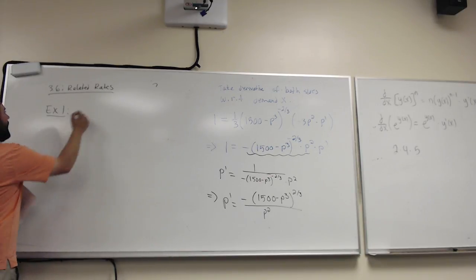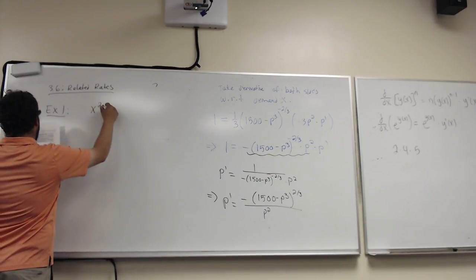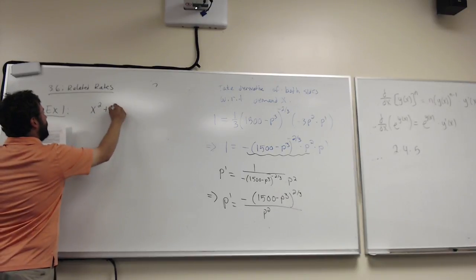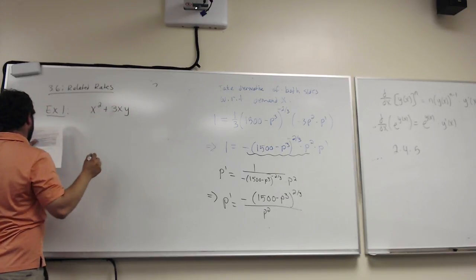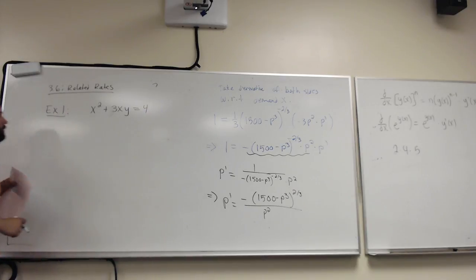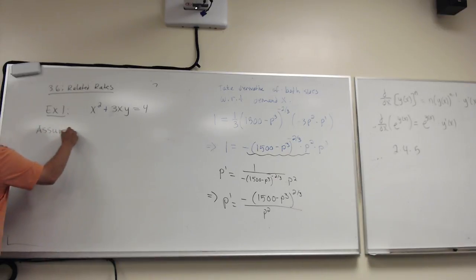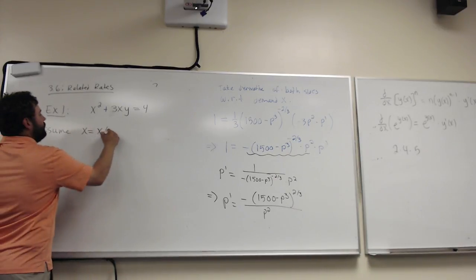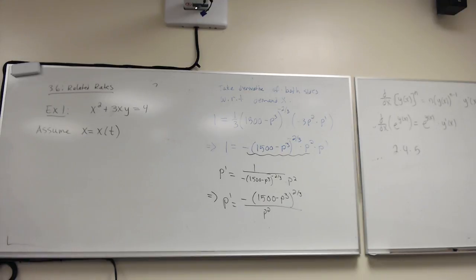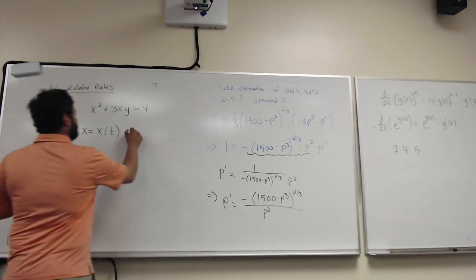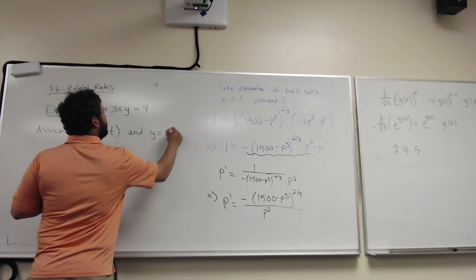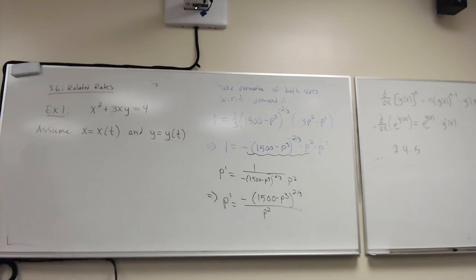So now, what I have here in this first problem is a relationship between x and y. So x squared plus 3xy equals 4. Okay. So not only is there a relationship between x and y, they are also varying with time. So that's this first part. It assumes there's a third variable. You're going to assume x is a function of time t. And again, you're also assuming that y is changing with respect to time t.